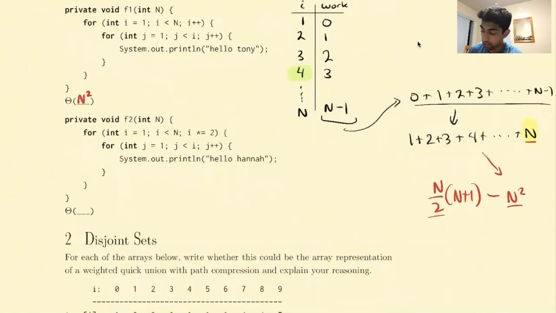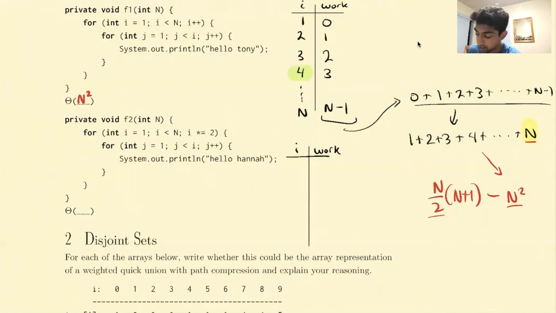Okay, so for this next example, I'm going to proceed in the same manner I proceeded for the first one. What we're going to do is create this little chart, where we have i here, and then we have work on this hand side. And now we're going to say for every value of i, how much work are we doing, right? How many times do we print out hello, Hannah?